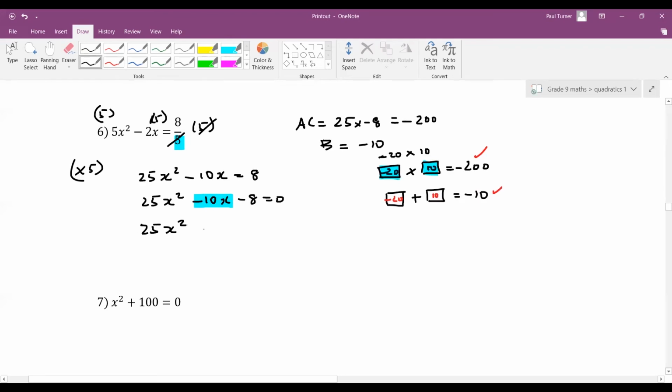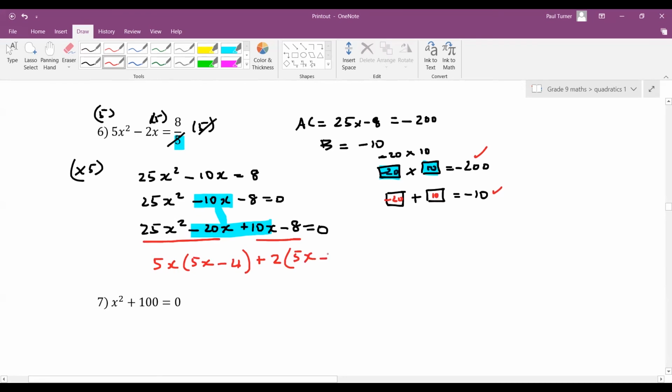So 25x squared minus 20x plus 10x minus 8 equals 0. Okay, just like before, but the numbers are a little bit bigger, so it takes a bit of time to do it. Then do your grouping. I think this is going to be 5x(5x minus 4) plus 2(5x minus 4) for this one here. And that's that one. So 5x minus 4 is your common factor.